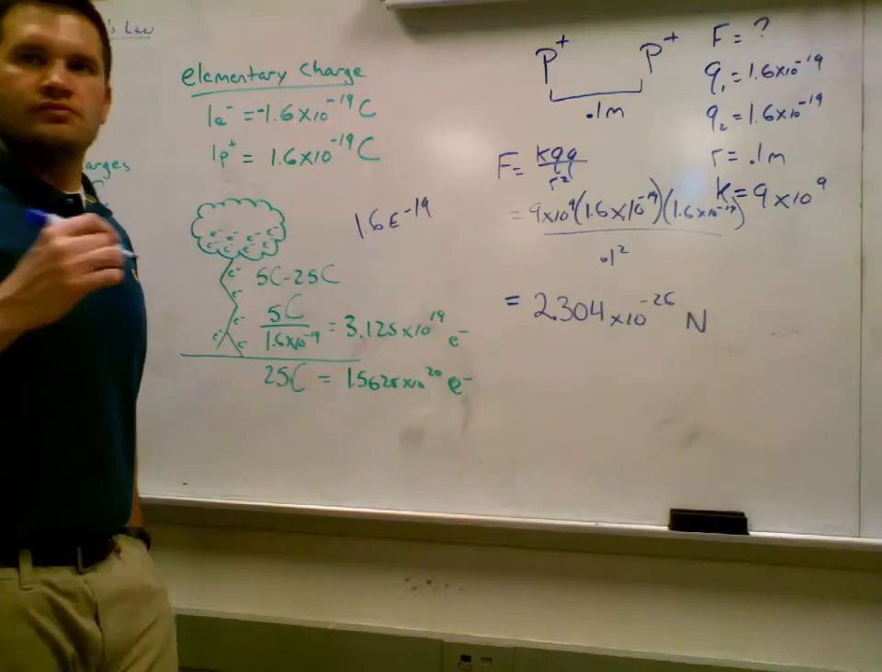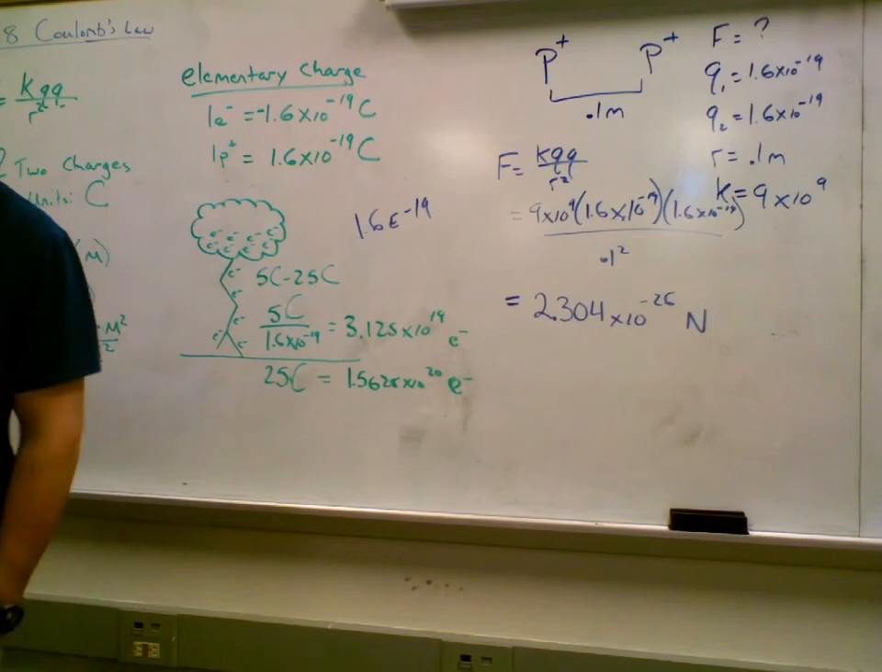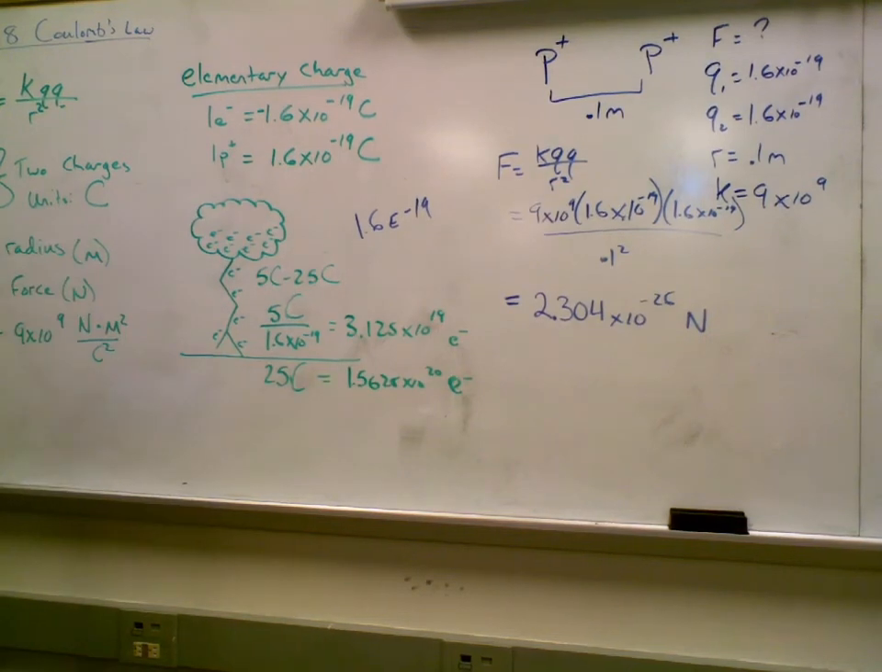Yes. So K is always going to be... Yep. It's a constant. It means it's always 9 times 10 to the 9. Okay. Anyone else? Good question.